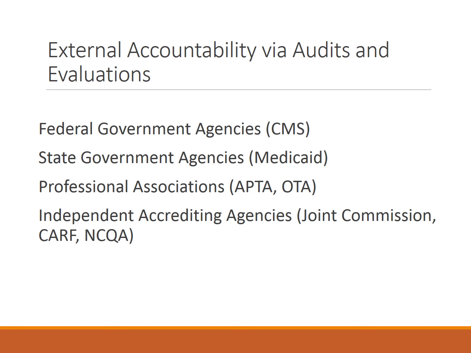Now, there are a number of external audits and evaluations that go on as well. So we've got our professional associations, APTA and AOTA, and accrediting agencies for home health agencies. APTA and AOTA might consult with our governments, our states, and help them write the licensure law. The federal government has certain guidelines for Medicare, the state governments for Medicaid, and there are independent accrediting bodies. So all of them impact what we're doing.